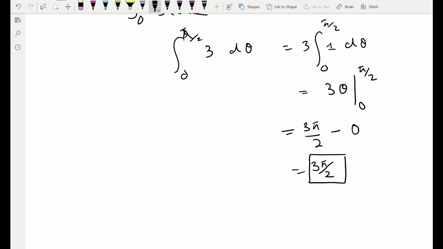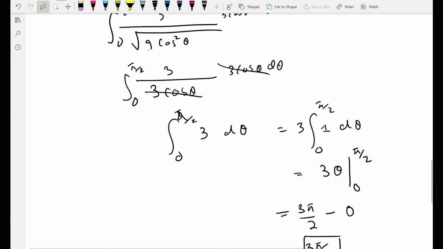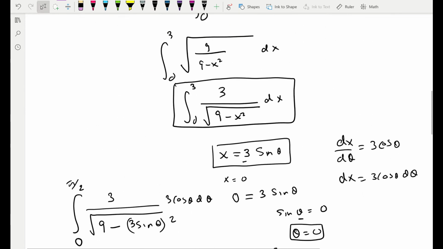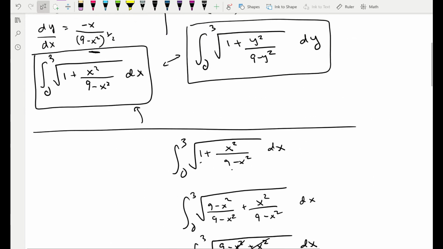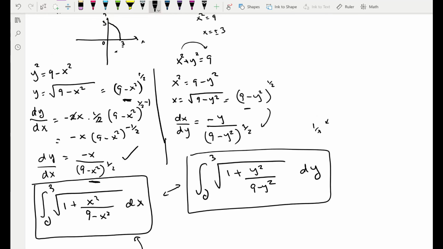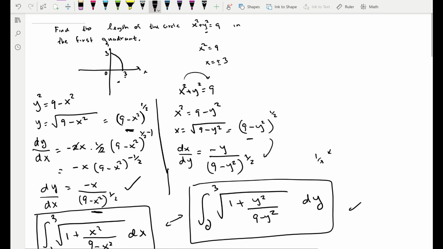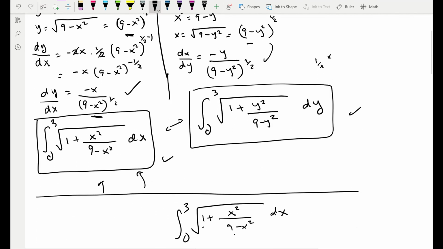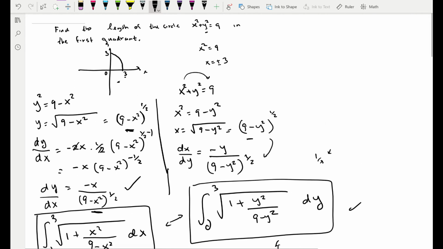So this problem is a little bit involved because we had to use trigonometric substitution to integrate it, and also we had to use the chain rule to differentiate it. Also, we can set up this integral in terms of x or in terms of y. I showed you both ways. I solved the first one. If you solve the second one, you should still get 3 pi over 2. So that's a different example. All right, I'll see you in a new video.